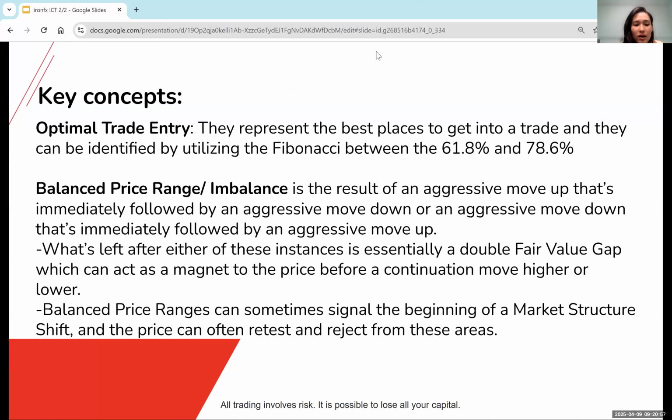So we're going to talk about two more critical ICT concepts, which are your optimal trade entry, which uses Fibonacci concepts, and also the balanced price range or imbalance. So let's start with optimal trade entries. It represents the best place to get into a trade, and they can be identified by utilizing Fibonacci levels 61.8 and 78.6.